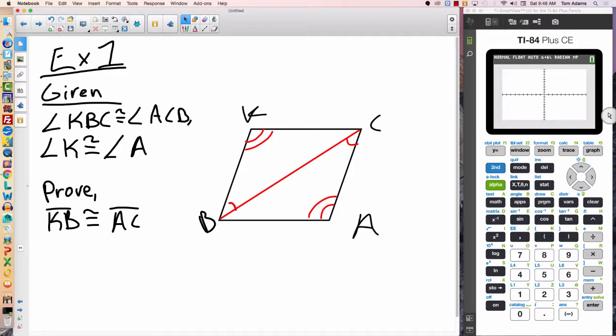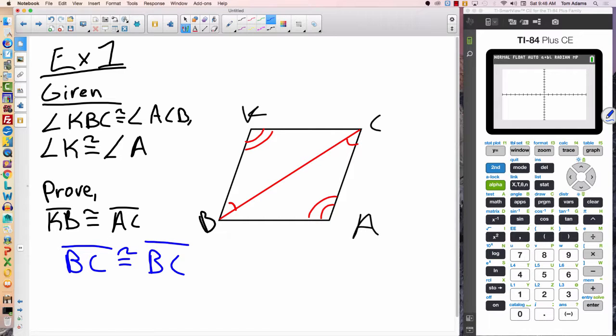So the first thing I want to recognize, and we're going to do a real informal proof here, the first thing I'm going to recognize is that BC is congruent to BC, and that's just the reflexive property. So no T-chart this time. We're just going to think out loud here. Some would call this a paragraph proof. All right, cool. So then I could say this. All right, so BC is congruent to BC.